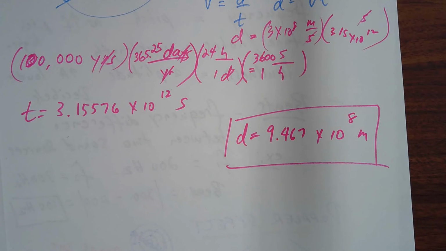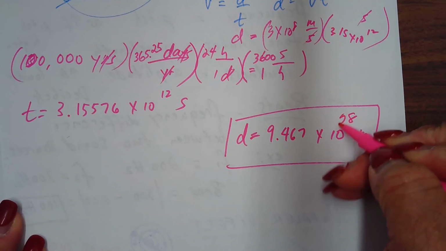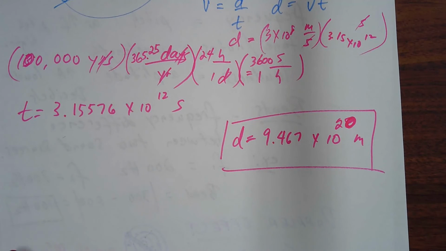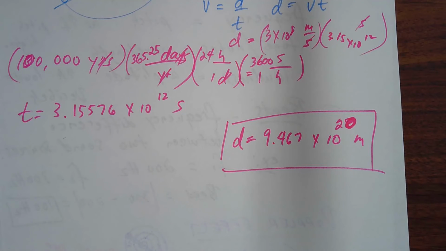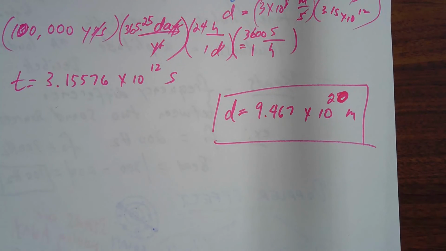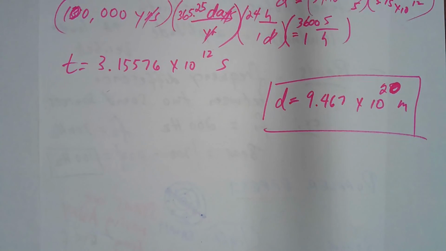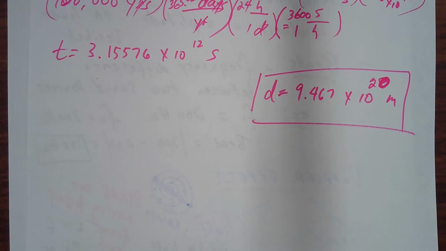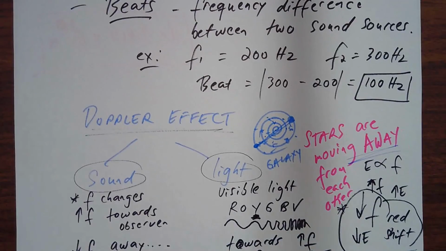Did we get that right? Yeah, because we're in meters. Oh, we're in meters, so it's a different weight. I got 9.5 times 10 to the 20 in meters? Yeah, that's gotta be it. 3.15576 exponent 12 times 3 exponent 8. Yeah, that's right. So this is in meters, so in kilometers it will be to the power of 17. That's right. So our answer matched what they said on Google. Okay, so that's pretty close.